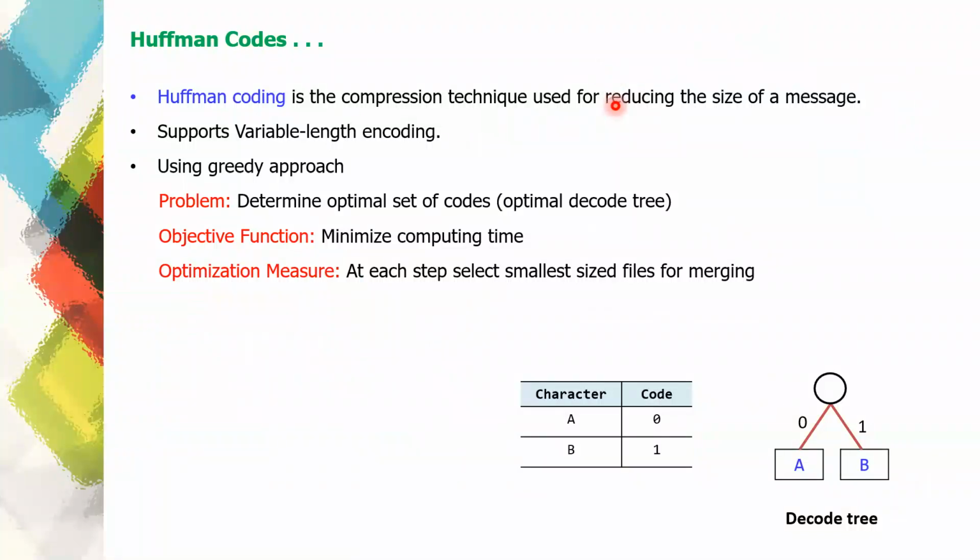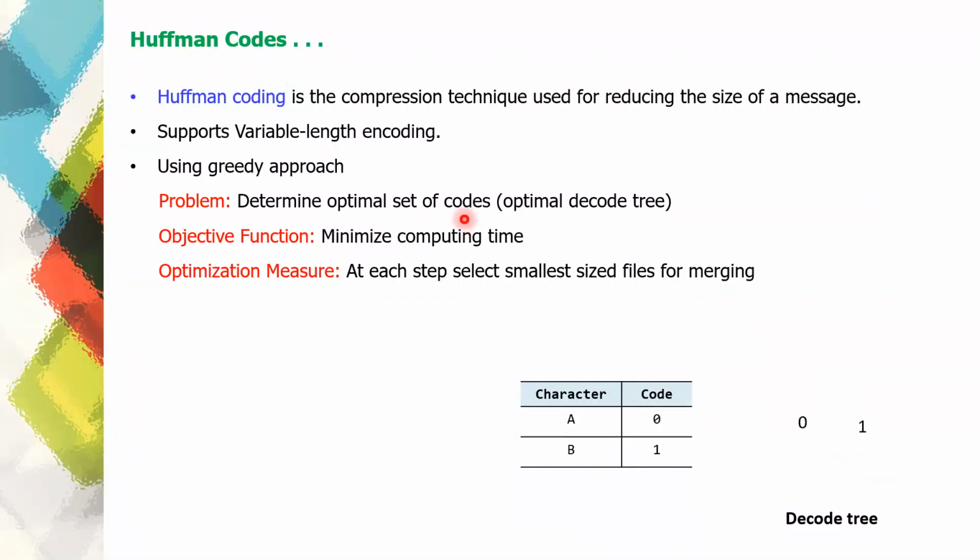Instead, you can have a variable length encoding scheme, which is supported by Huffman coding. So Huffman coding is a compression technique that is used for reducing the size of the messages. And it provides you with variable length encoding. Now this is your problem. The given problem is you have to determine the optimal set of codes for the given message.